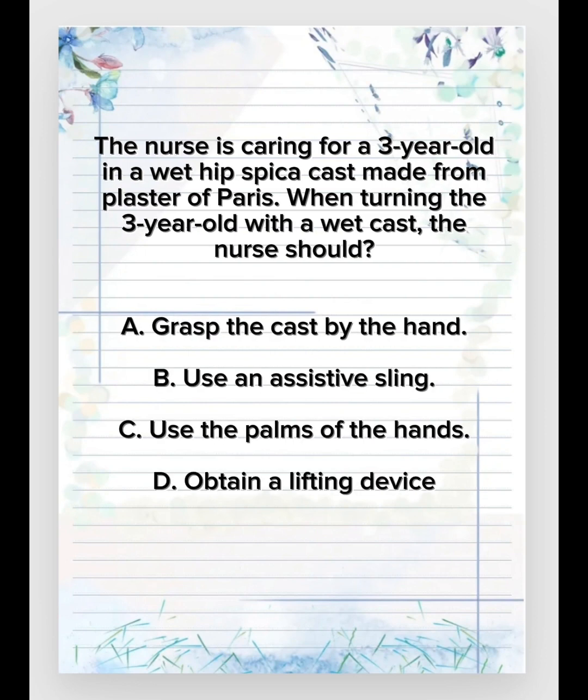The nurse is caring for a 3-year-old in a wet hip spica cast made from plaster of Paris. When turning the 3-year-old with a wet cast, the nurse should A. Grasp the cast by the abduction bar. B. Use an assistive sling. C. Use the palms of the hands. D. Obtain a lifting device. The right option is C.